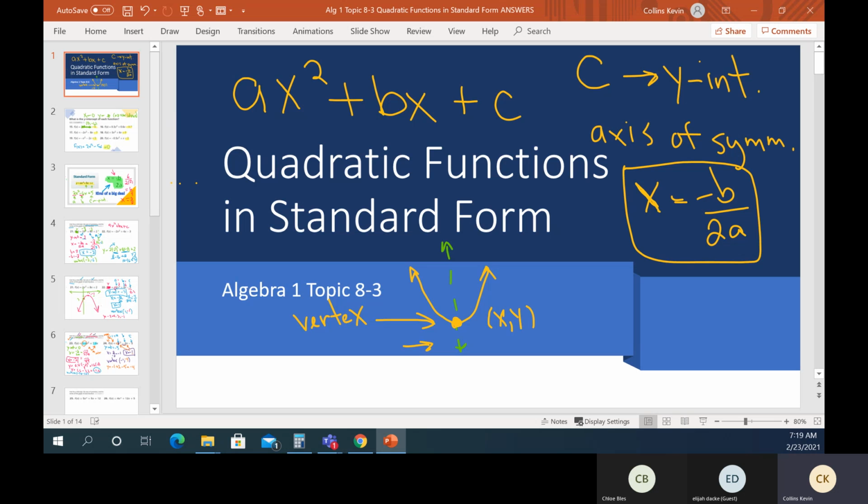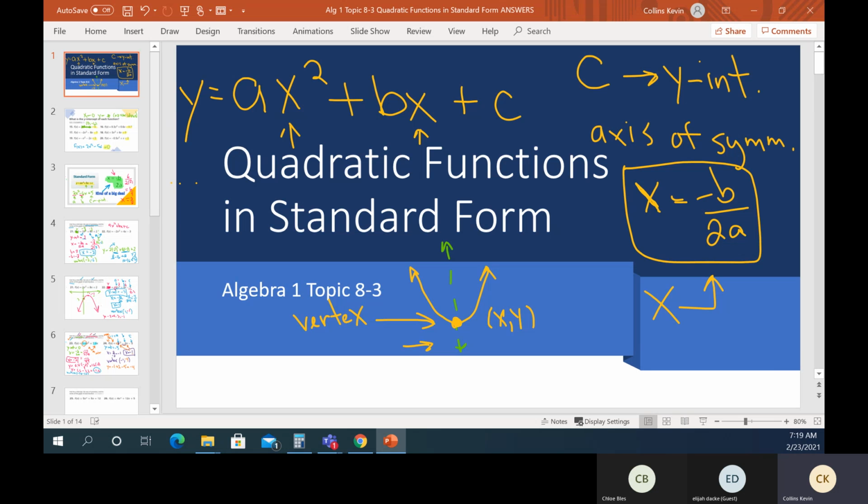So then we need to figure out the y value. Once we get a value for x, we come back up and plug it in wherever we see x in this equation, and that will give you your y value, because remember, all this stuff equals y.